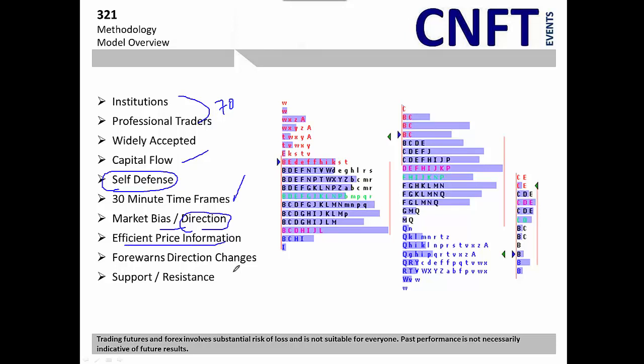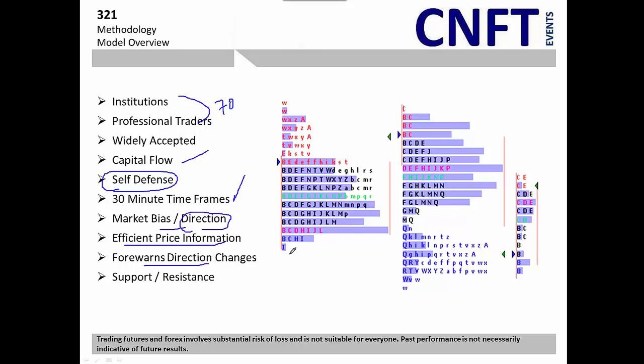Efficient price information, it's not a mathematical overlay, it is what it is. This is reality that you're looking at. This is the distribution. It's not our idea of what a distribution should look like. It's what has actually happened. It forewarns the directional changes 30 to 40 minutes ahead of time.